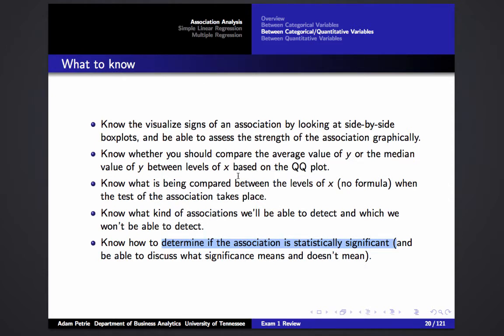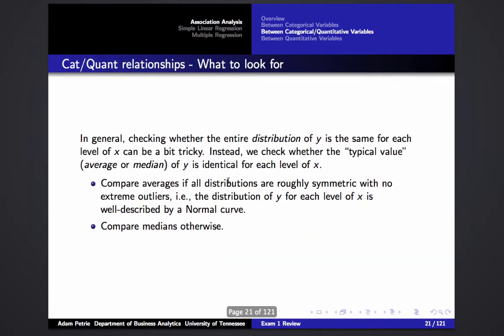All right, so like I said, the analysis of associations here when one variable is categorical, one's quantitative, is only going to focus on whether the average value or the median value of y is different between levels. And so we're actually going to leave ourselves open to missing out on certain types of association. So I also want you to know what kinds of associations we'll actually be able to detect with the statistical test that we run here, and which associations we're going to miss. All right, so let's actually address that right now.